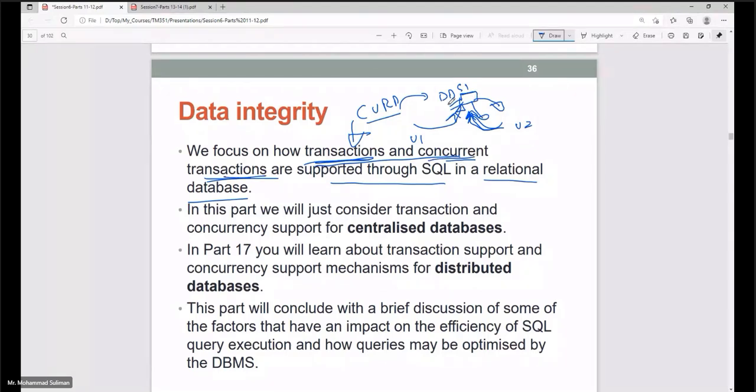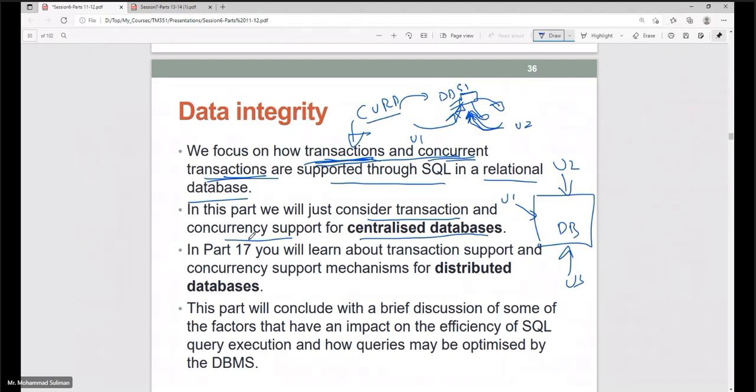So we'll focus on transaction and concurrent transaction. In this part we'll consider transaction and concurrency supported for a centralized database, centralized in one database. So we have multiple users, user 1, user 2, user 3, on one database, and how do we handle the concurrent transactions in it?